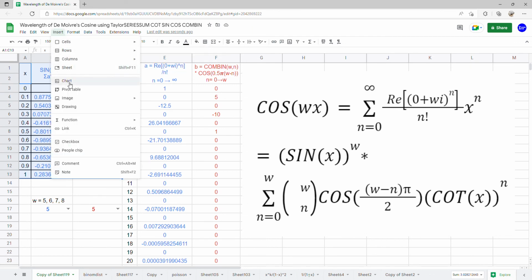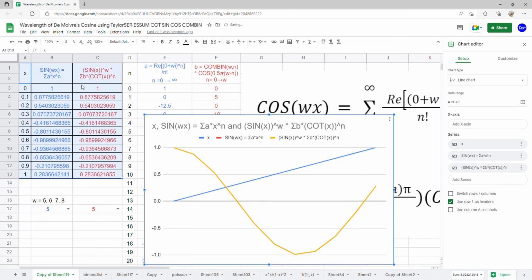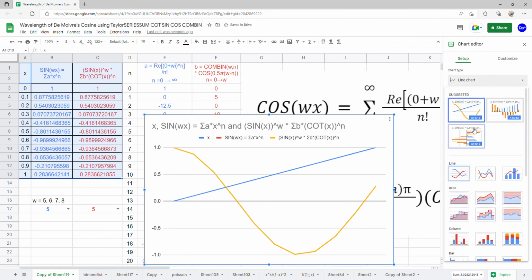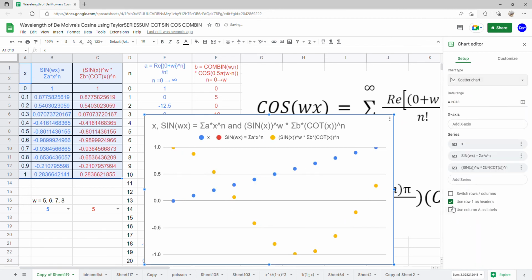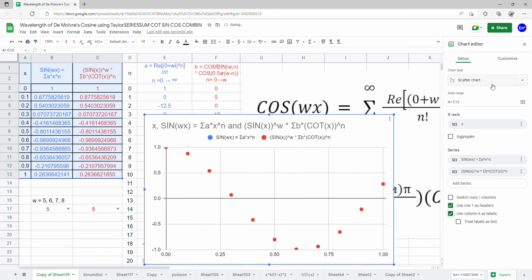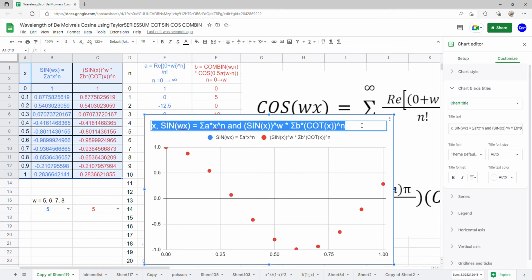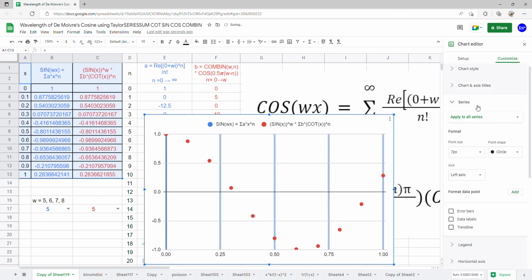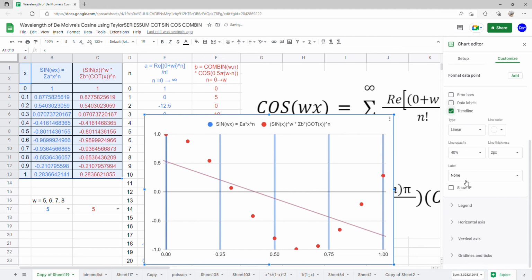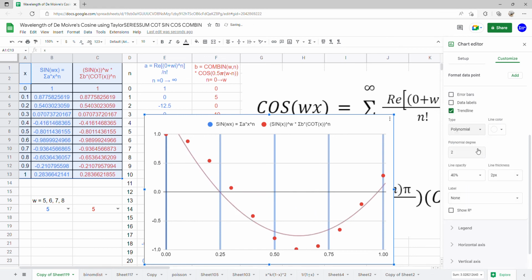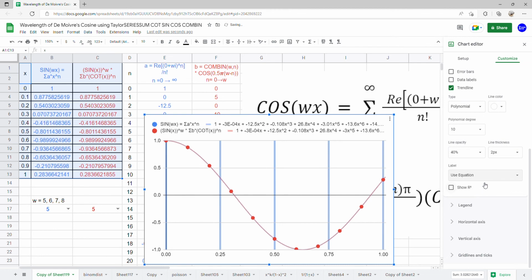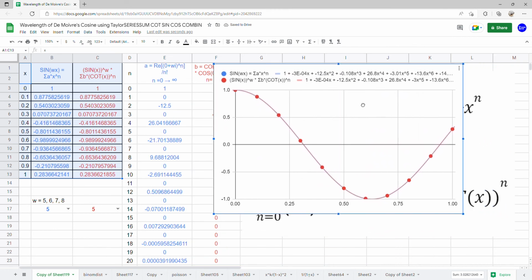Insert chart. And we use scatter chart. Column is label. And for the series, we don't need this title. We replace it with the label showing the equation. So series, show the trend line. The type, polynomial. The degree, tenth. For the label, use the equation. And here's our trend line and polynomial.